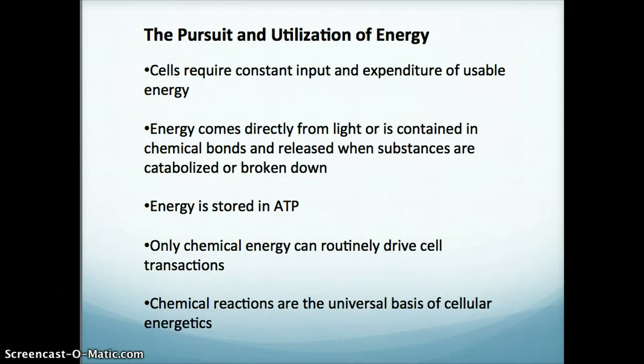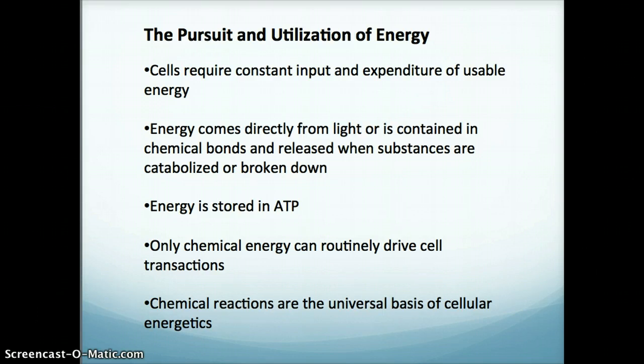Cells require both a constant input of energy and a constant output or expenditure of that usable energy. Energy can come in the form of light for those microbes that can perform photosynthesis, or it can be contained in chemical bonds that will be released when those substances are broken down by the cell. Generally speaking, energy is stored in the molecule ATP, or adenosine triphosphate, and only chemical energy can routinely drive cell transactions. So within a cell, that's the form of energy that is used for anything going forward.